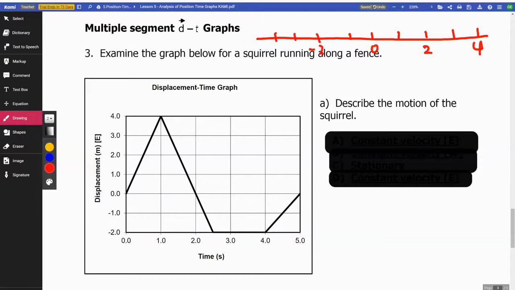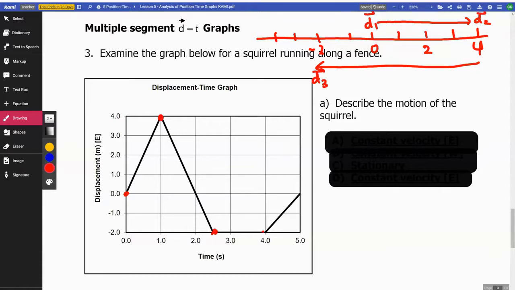Okay. So it tells me that I have a squirrel. The squirrel started at 0 seconds at 0. So I have a squirrel that was here. Okay. This is the first position. And then travels to 4. Okay, this is my D2. And then from 4, now he goes all the way to negative 2. Do you see how now negative 2 is the D3, the third position?